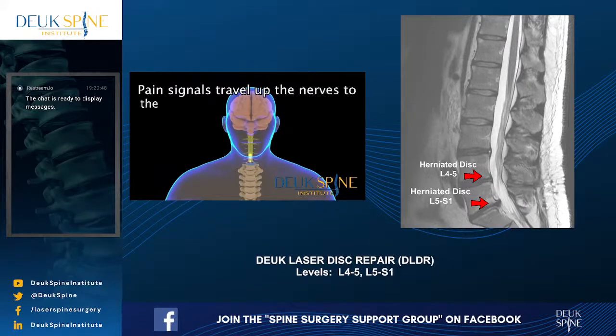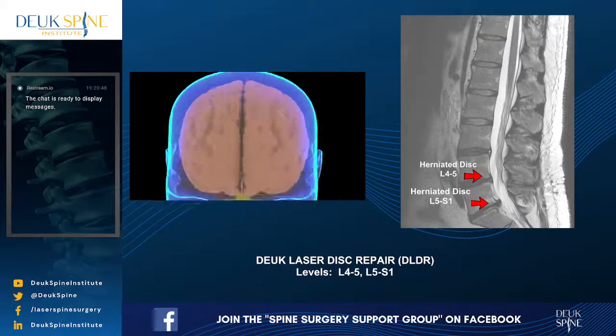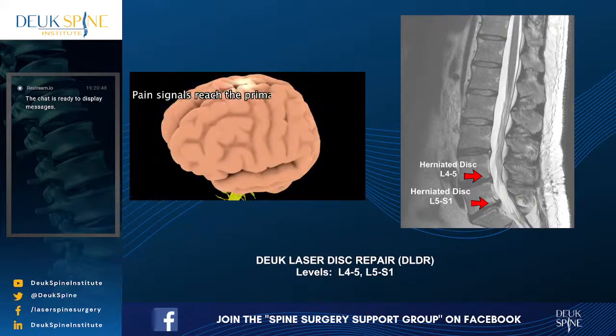Pain signals travel up the nerves to the brain, causing localized neck pain. Pain signals reach the primary somatosensory cortex, causing conscious awareness of neck pain.